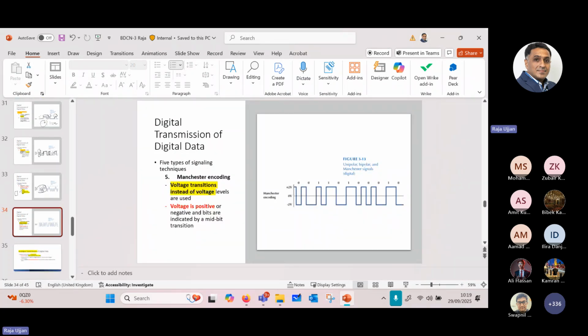Yes, please. I do have a question. Do these different types of signaling techniques also determine the strength of the signals, or are these just representations?